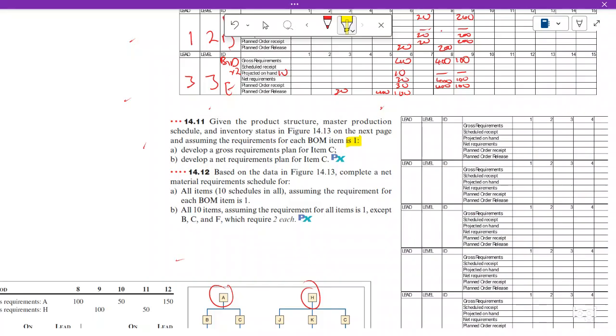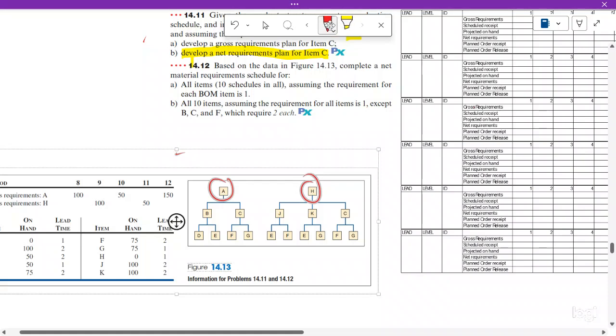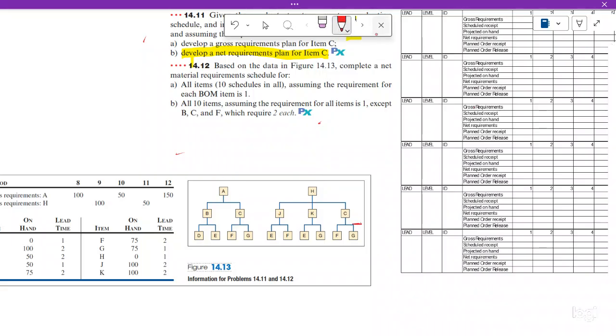However, they now want you to develop a gross requirement, which I stated very clearly that I do not entertain. We only do a net requirement. Let's foresee. If I give you this type of question, what you need to do is you just come here and L0, L1. Do you see C in any level here? So it means that we are ending at this level.